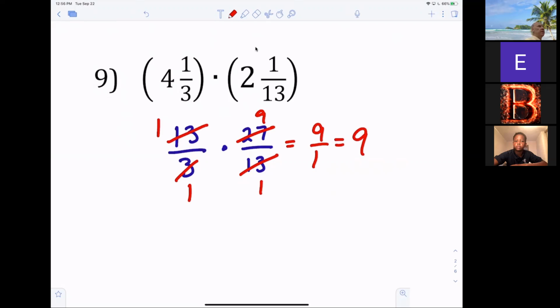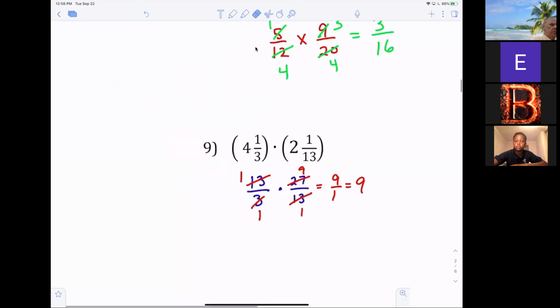Double check, is it positive or negative? Definitely a positive, because they're both positive, right? You got a question or you just stretching? Do you take points off if you just left it at 9 over 1? I want you to write 9. So you're not going to leave it as 9 over 1.